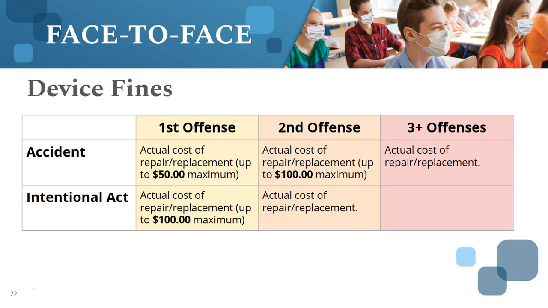Device fines are as follows. For the first offense for an accident, the actual cost of repair or replacement up to a $50 maximum fine. On the second offense, it is the actual cost of repair or replacement up to $100 maximum. For 3+ offenses, it will be the actual cost of repair or replacement of the device. Intentional acts on the first offense is the actual cost of repair or replacement up to $100 maximum. On the second offense, the actual cost of repair or replacement will be fined.